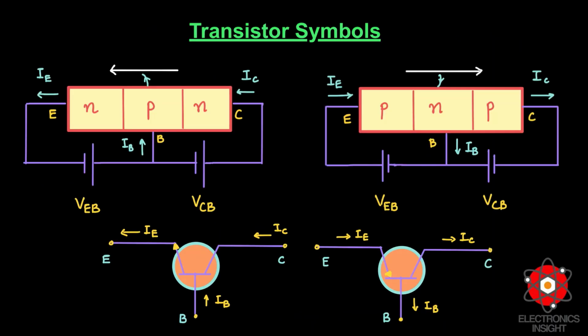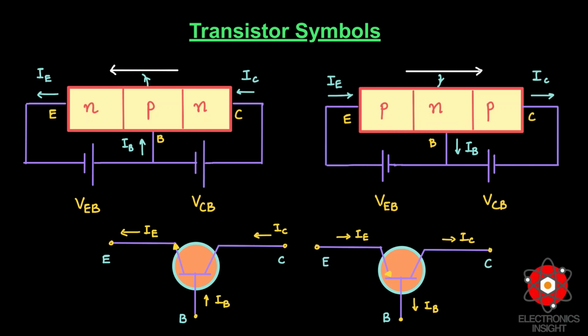Before we understand the common base configuration of the bipolar junction transistor, let us understand the different transistor symbols and what are the different types of transistors available with respect to the bipolar junction transistor. A transistor consists of two PN junctions formed by sandwiching either P-type or N-type semiconductor between a pair of opposite types. Accordingly, in a bipolar junction transistor, there are two types of transistors. One is the NPN transistor and the other one is the PNP transistor.